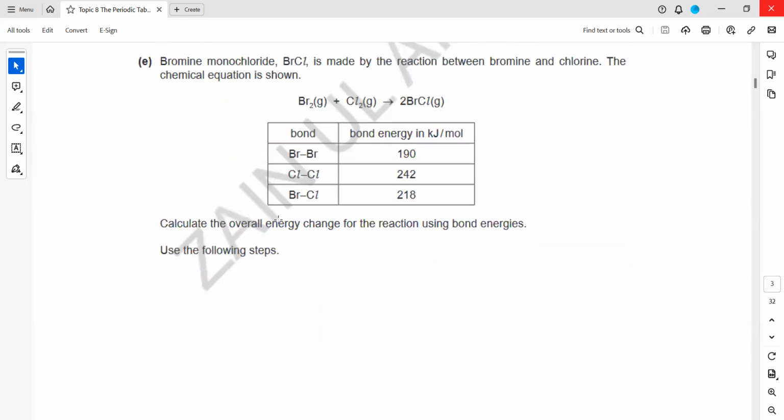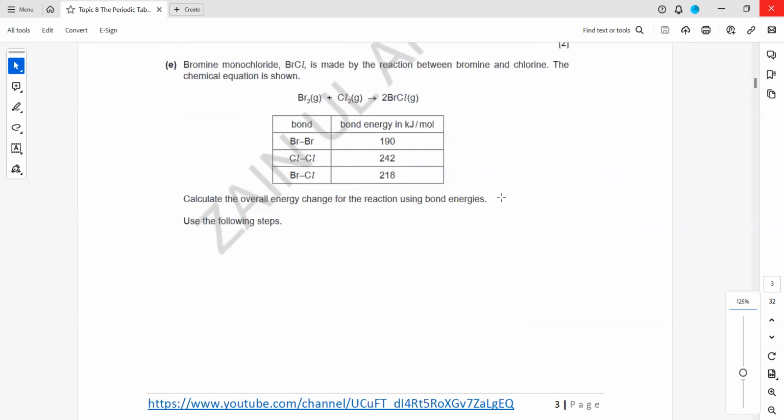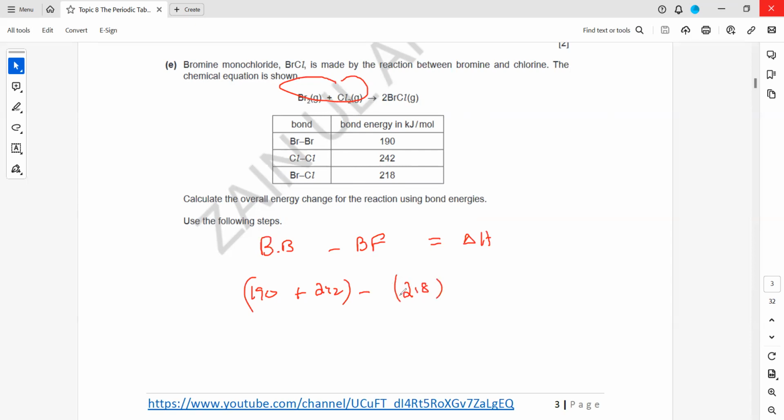The next one: you have to calculate the overall energy change using bond energies. Whenever we want to calculate the energy change, it is bond breaking minus bond forming. So bond breaking minus bond forming equals the enthalpy change or energy change. Bond breaking: bromine-bromine is 190, chlorine-chlorine, this is the bond breaking side, is 242. That's the bond breaking energy, minus the bond forming energy, BrCl. For each bond it is 218, but there are two bonds, so it should be multiplied by 2.